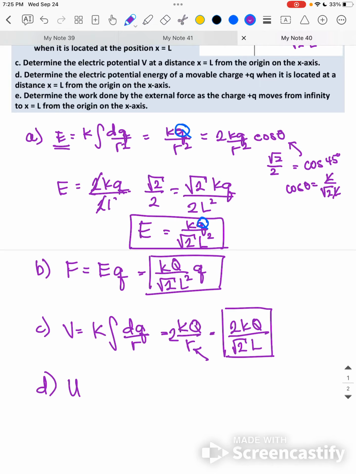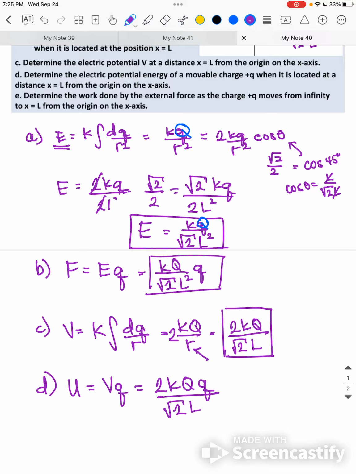So the next part D, it's asking us to determine the electric potential energy, so U, and in this scenario, just like how we thought of force, electric potential energy has two Q's versus voltage, or potential, which is the same equation with one Q. So I can just take my potential equation and multiply it by the test charge, which is 2kq little q over root 2 L.